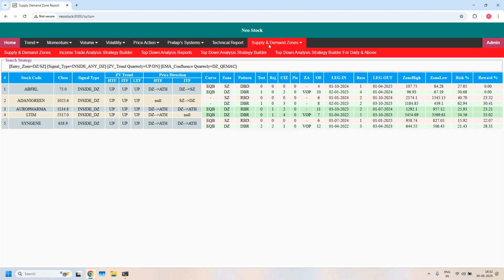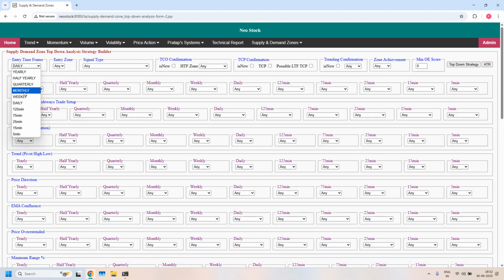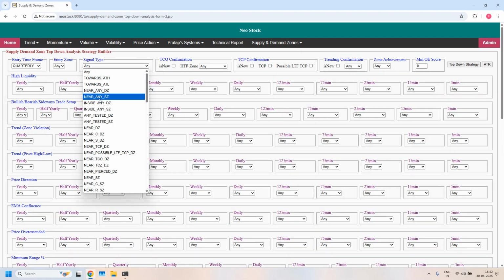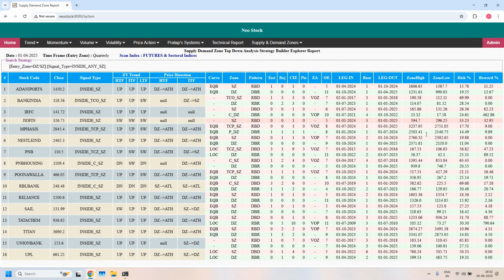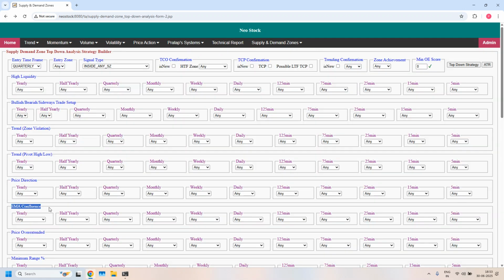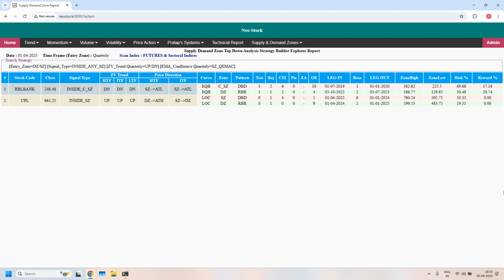Okay, next, price closed inside the quarterly supply zone. We got 16 stocks. Out of these 16, let us further filter based on quarterly supply zone having quarterly EMA confluence. And also trend on the quarterly should not be sideways, it can be up or down. We got 2 stocks.